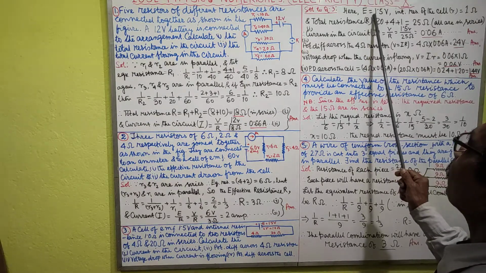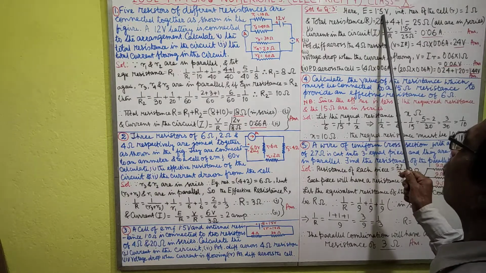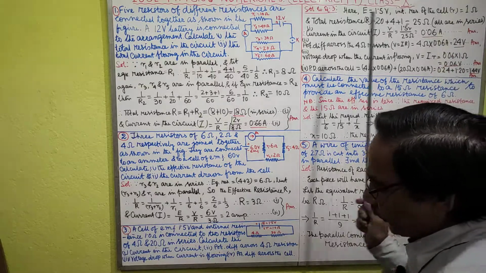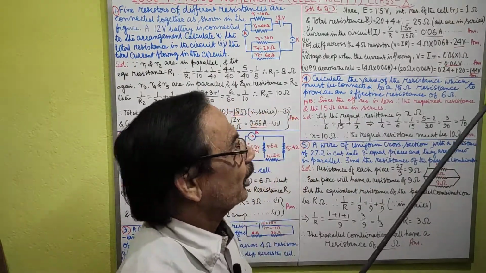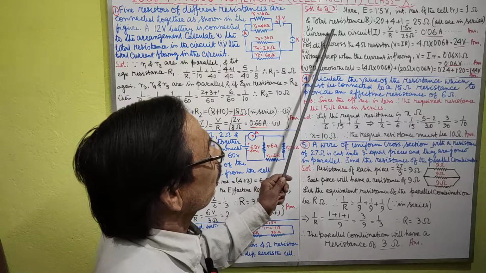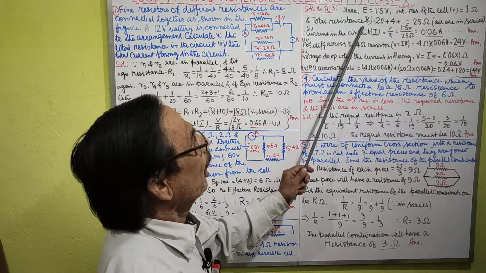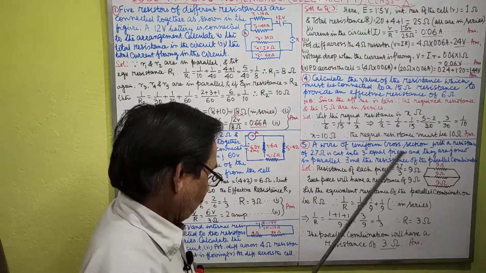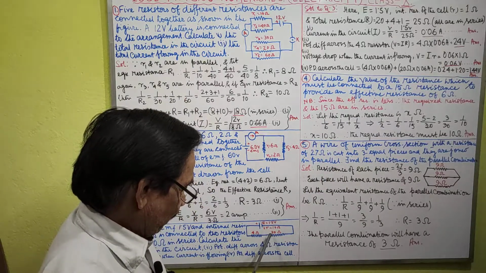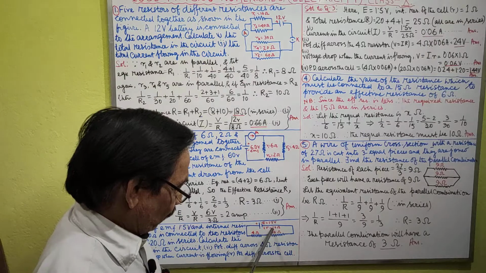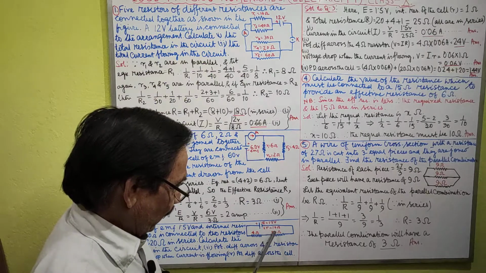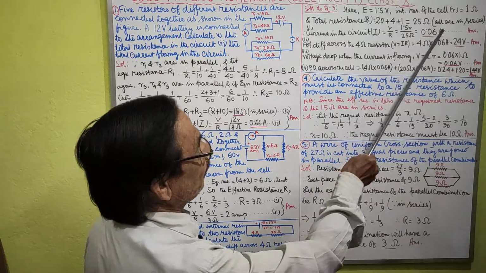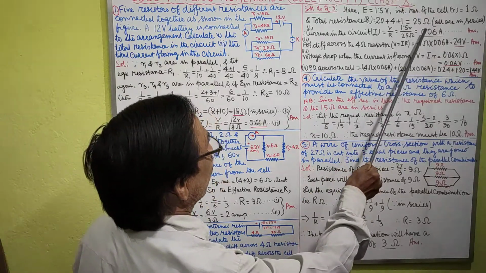Here E, that is the EMF of the cell, is 1.5 volt and internal resistance is 1 ohm. Therefore, the total resistance R will be 20 plus 4 plus this 1 ohm internal resistance, because all of them are in series. So it is 25 ohms.